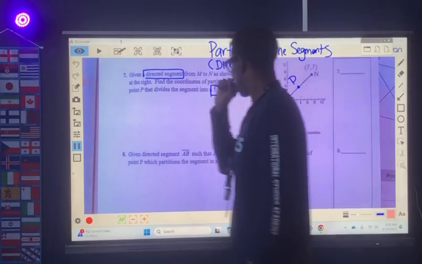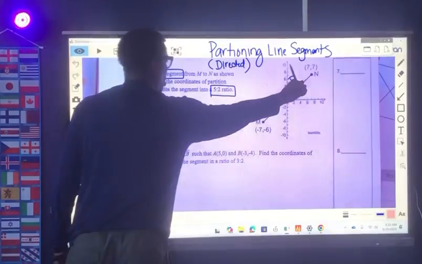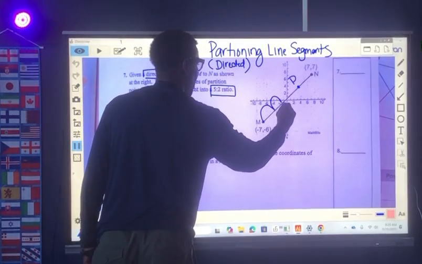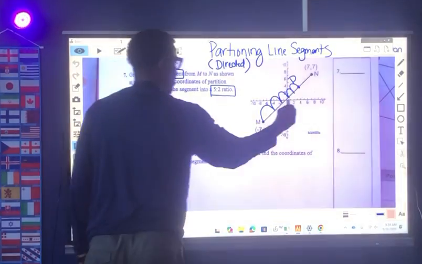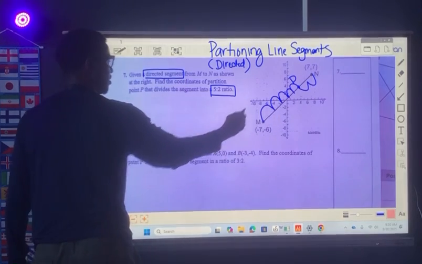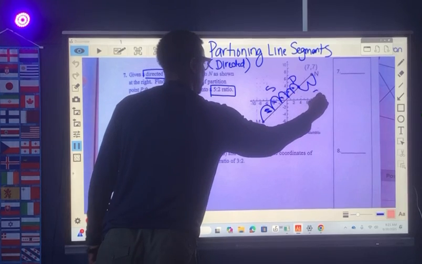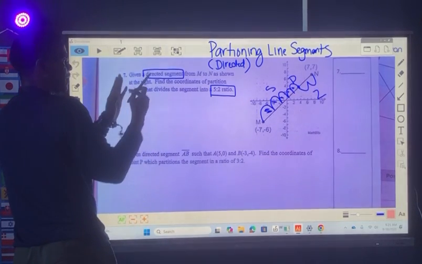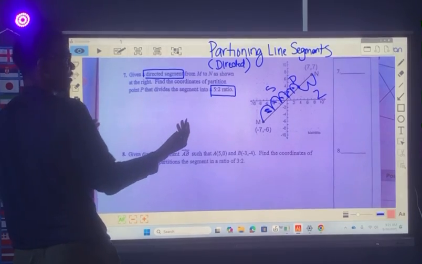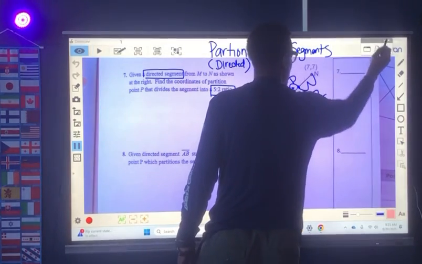Alright, so you've got to place this. They want to know where the P falls on this line segment so that it'll be a ratio of 5 to 2, meaning you can count 5 spots here, and then the rest of the way from P to N will be 2. If you were to color these, this would be 5, and here would be 2. So that's kind of an estimated guess of where the P is going to fall. That's not exact. We'll find the exact using this formula.